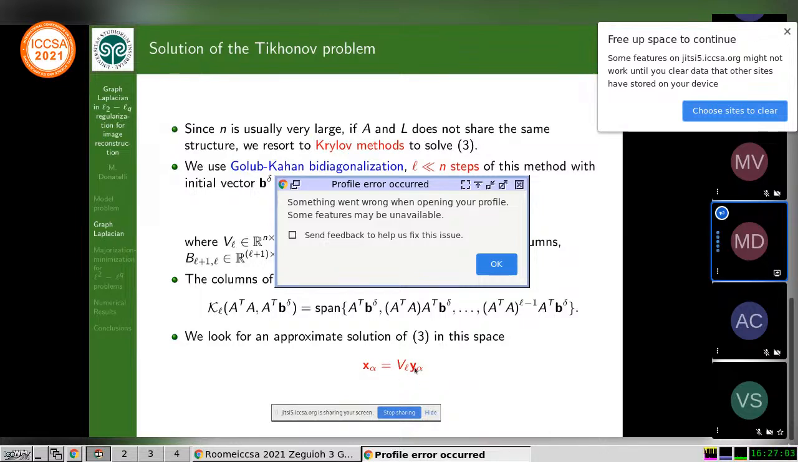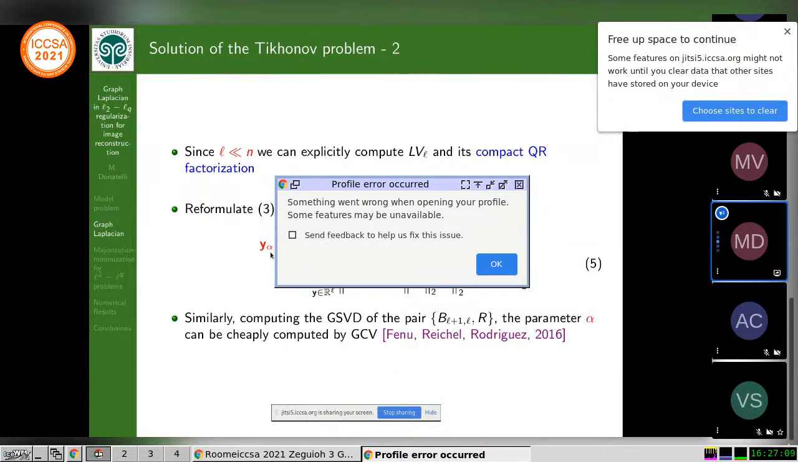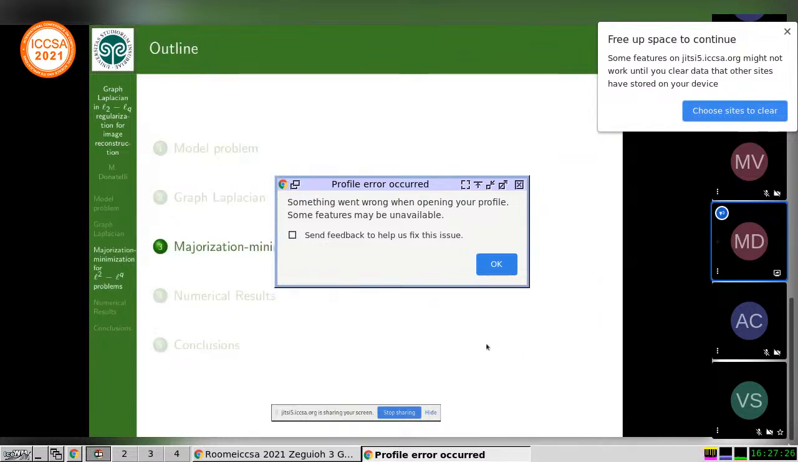So we have just to compute the coefficient of the vector y and to solve the small size problem in the variable y. And a similar strategy can be done for the GCV algorithm. You can just look at the Fenu, Reichel, and Rodriguez paper.